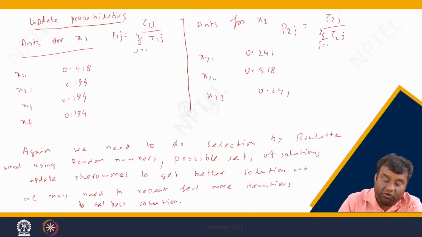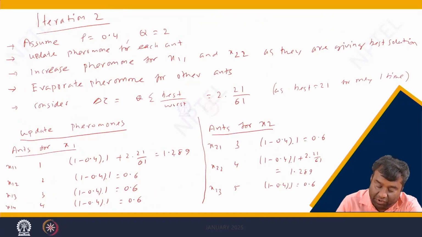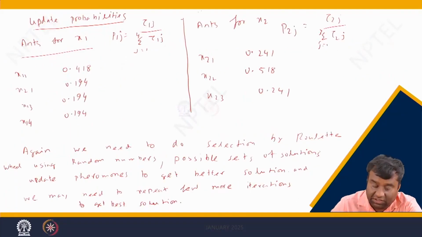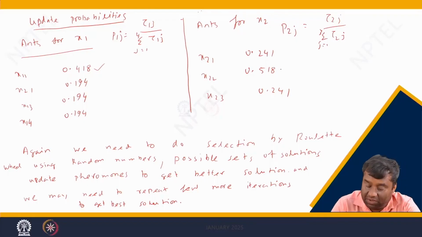Okay, now update probabilities. The probability is the same formula, so here you will get the sum 1.289 divided by the summation of 0.6 plus 0.6 plus 0.6. So that is the probability for x11, x21 is 0.194, x13 is 0.194. This is the highest because it has more pheromone. Similarly this one is also the highest.